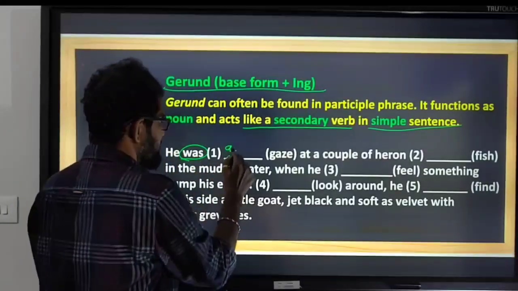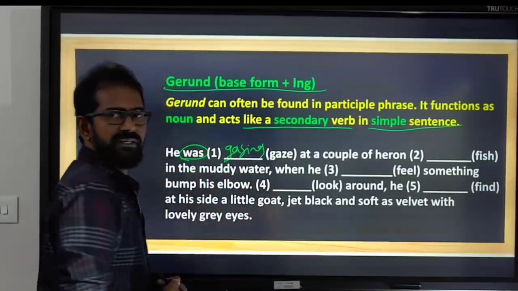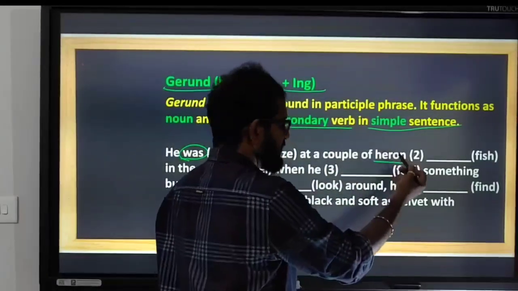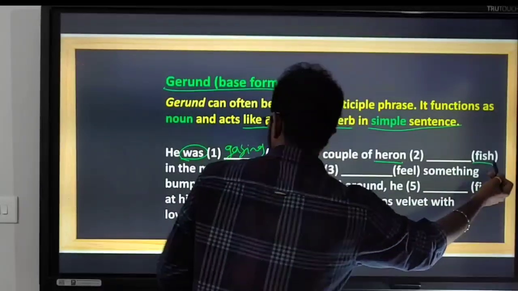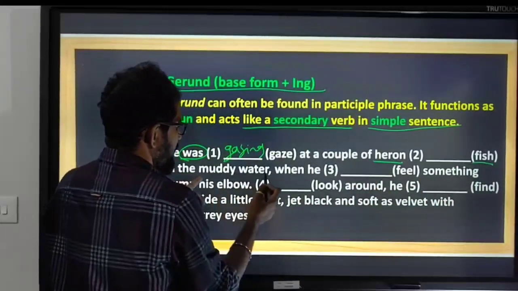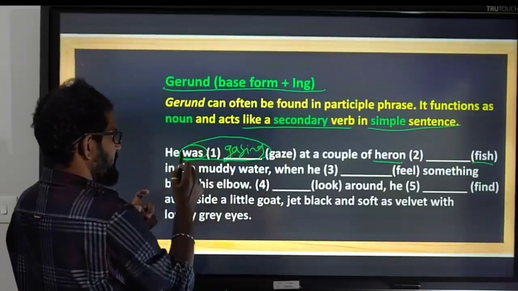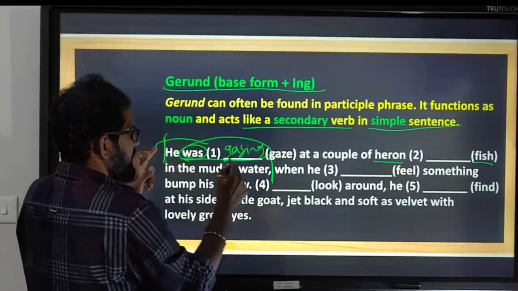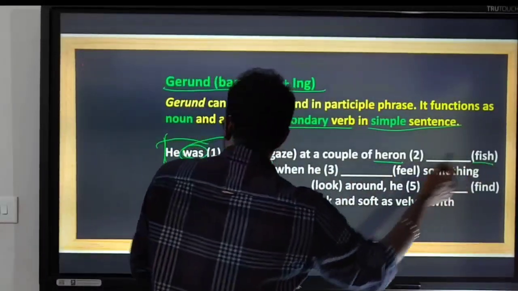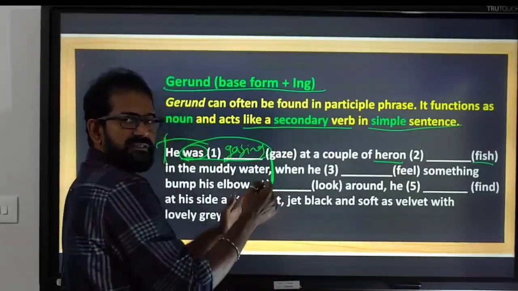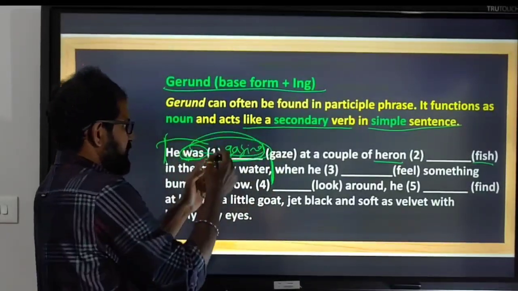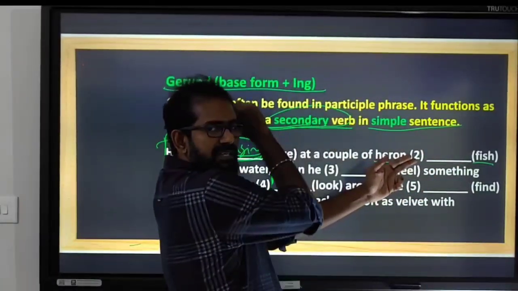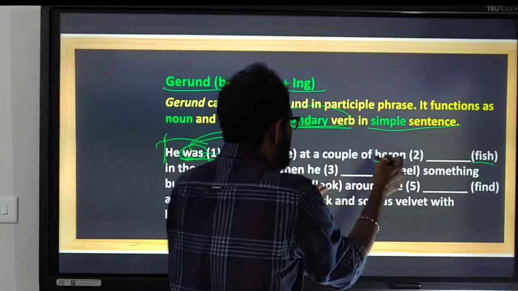He was gazing. He was gazing at a couple of heron, a kind of bird. Now, fish in the muddy water. Already we have used one main verb here after the subject. It is entirely one simple sentence. He was gazing at a couple of heron fish in the muddy water. One sentence. Already we used one main verb, was gazing. Now the second verb is supposed to be the secondary verb. Secondary verb means either past participle, present participle or to infinitive.